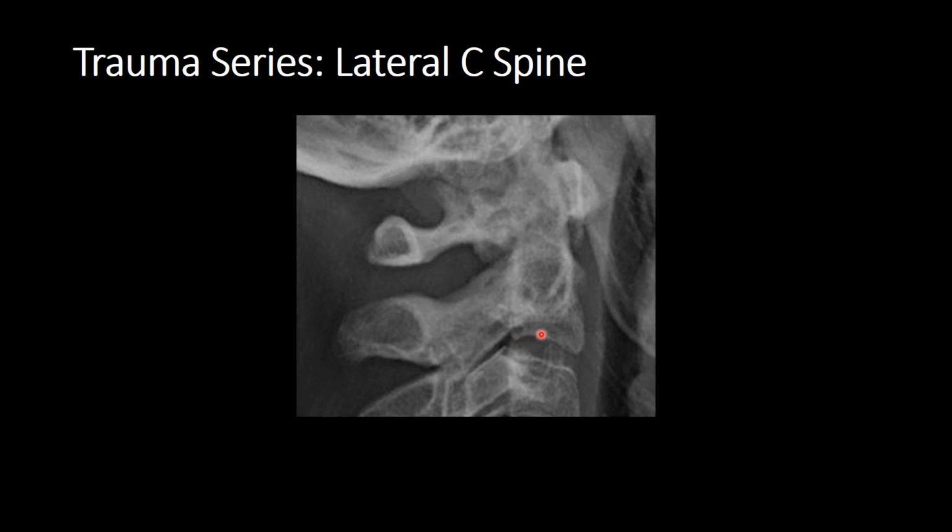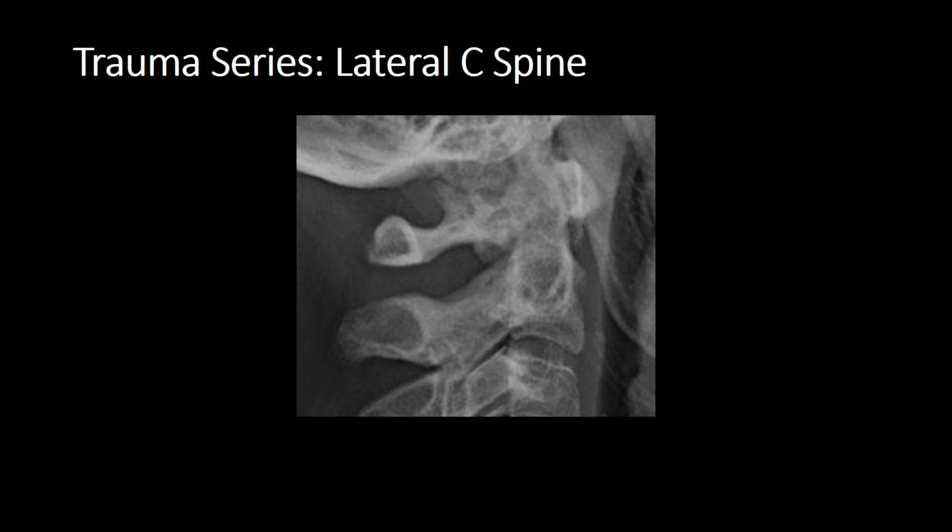So if we look at our inferior cortex of the vertebral body of C2, and then we come up our anterior cortex of C2, so that lies posterior to the anterior tubercle of C1, come up over the top of the odontoid peg, down the posterior cortex of C2.